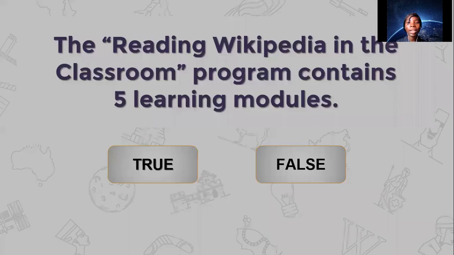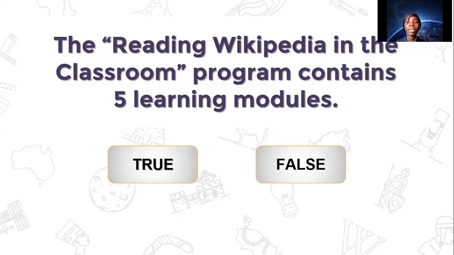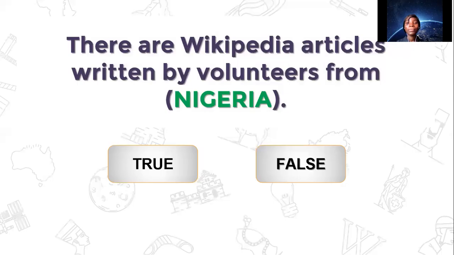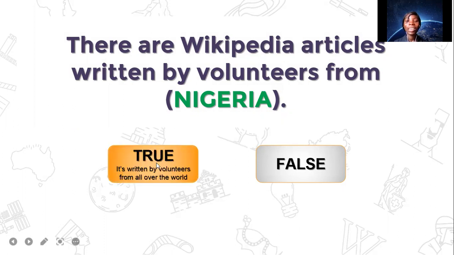So let's do a quick recap. The Reading Wikipedia in the Classroom program contains 5 learning modules. Is this true or false? Oh, it's false. Thank you. It contains 3 modules. There are Wikipedia articles written by volunteers from Nigeria. True or false? I want to see your comments. Okay, let's see what we have here. Okay, it is true. It's written by volunteers from all over the world.